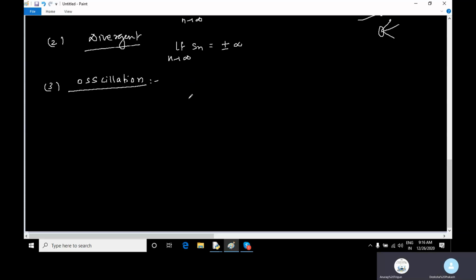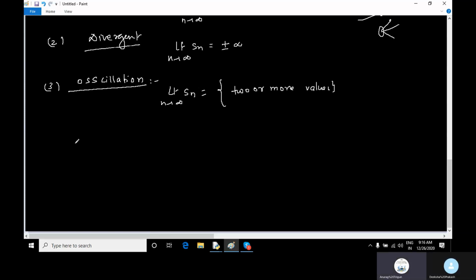Okay, so here, the limit as n tends to infinity of this S_n that you are finding, if n tends to infinity and it gives two or more values, if you are finding the limit of S_n as n tends to infinity and you get two values, then it is said to be oscillation. So you are oscillating. We'll see an example of this also.